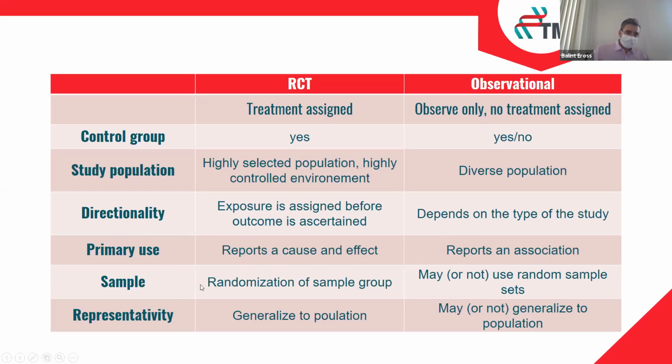In an RCT, the sample is randomized from the sample groups, and you will understand that while we are doing the practices. In an observational study, more commonly, you don't use a random sample set for your analysis. As for the representativity of an RCT, you can generalize the results to the highly selected population, while in an observational study, generalization is a lot more limited.